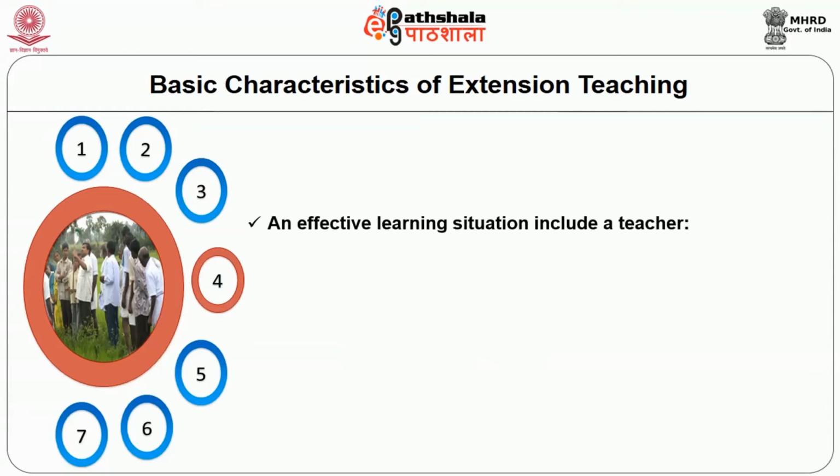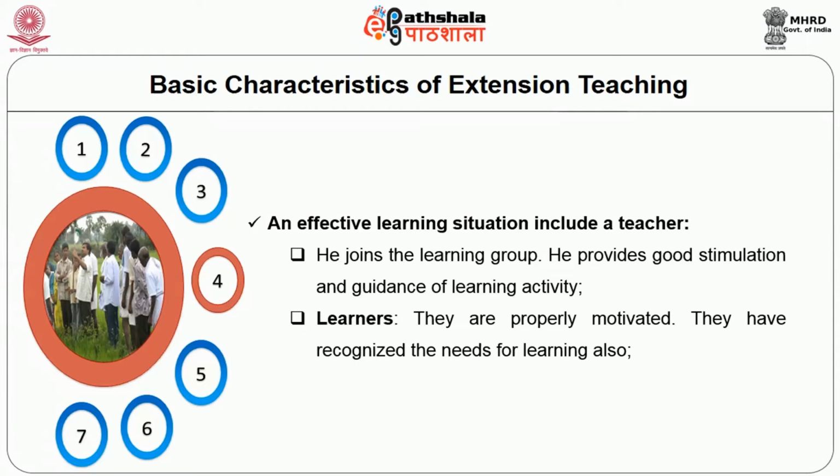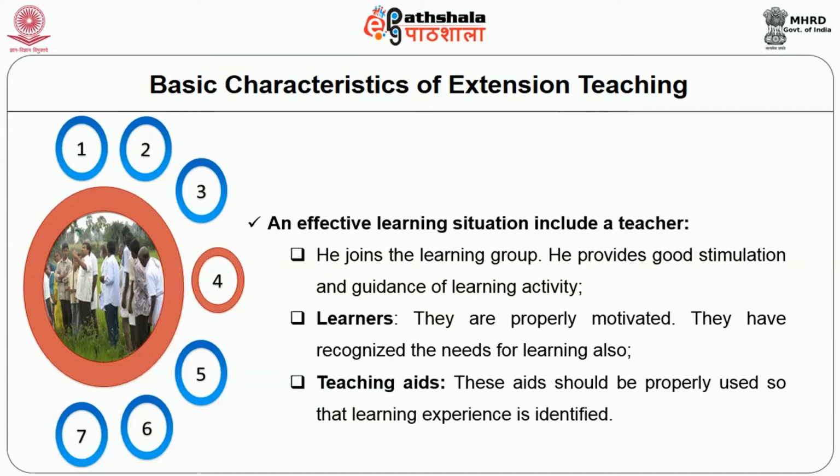An effective learning situation includes, number 1, a teacher. He joins the learning group. He provides good stimulation and guidance of learning activity. Number 2, learners. The learners may be farmers or other extension clienteles. They should be properly motivated. They have also recognized the need for learning. Number 3 is the teaching aids. These aids should be properly used so that the learning experience is identified.